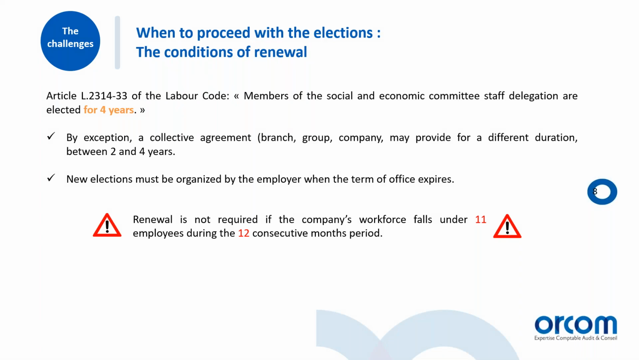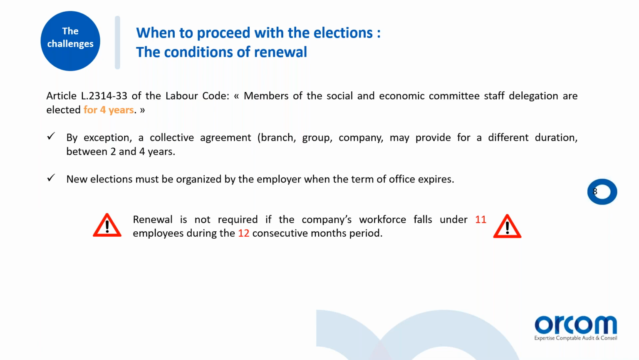What you have to know also is that the members of the CSE are elected for 4 years, but it is possible to provide a different duration. This will be the case when, for example, the company's collective bargaining agreement or the branch collective agreement or group company agreement or even a company agreement provide for a different duration, but this duration will be between 2 and 4 years.